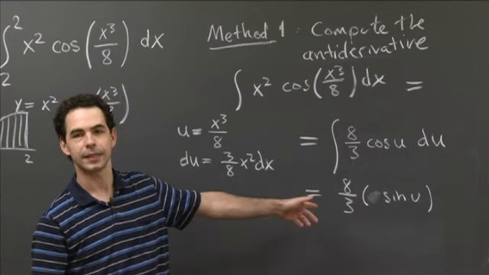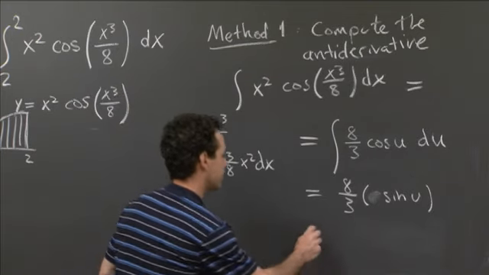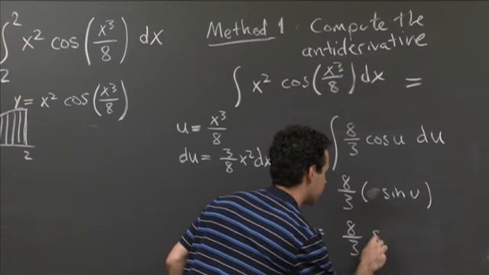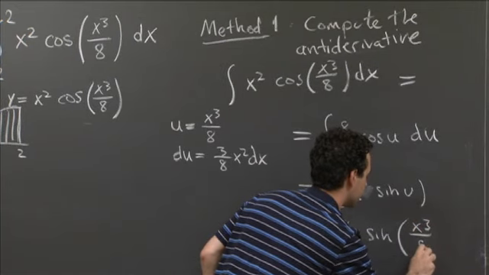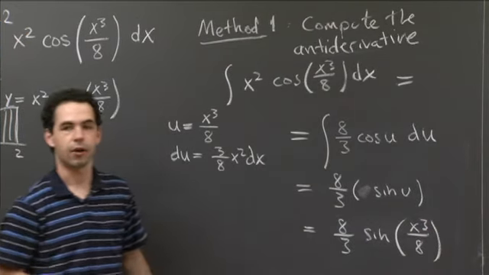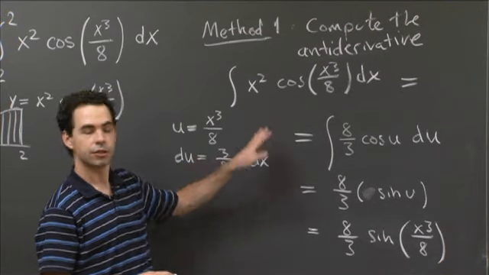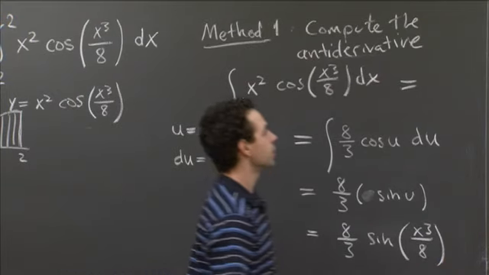But that's not good. I need it back in terms of my x's, so I have to back substitute. So this is 8/3 sine of x cubed over 8. Now I've got an antiderivative of this expression. So now I can take this antiderivative and apply the fundamental theorem of calculus.